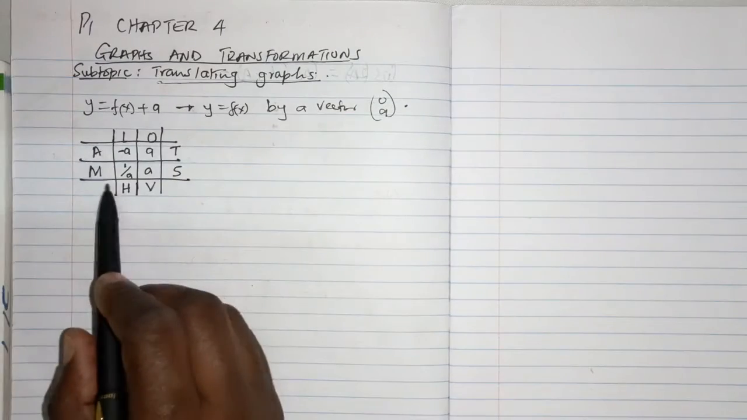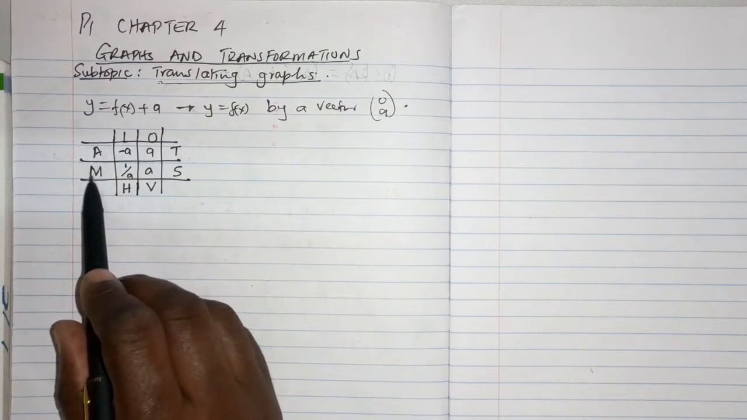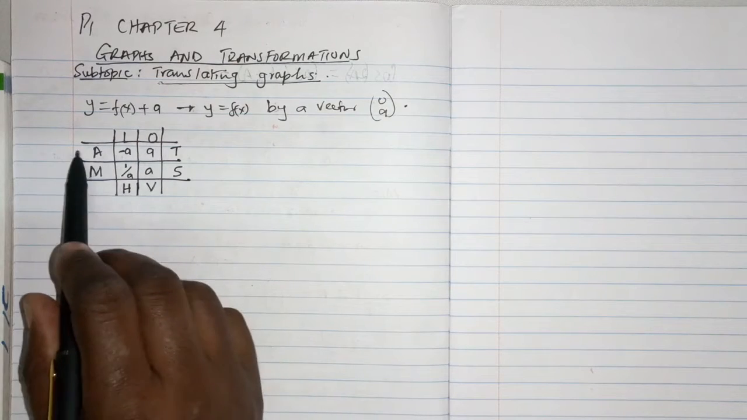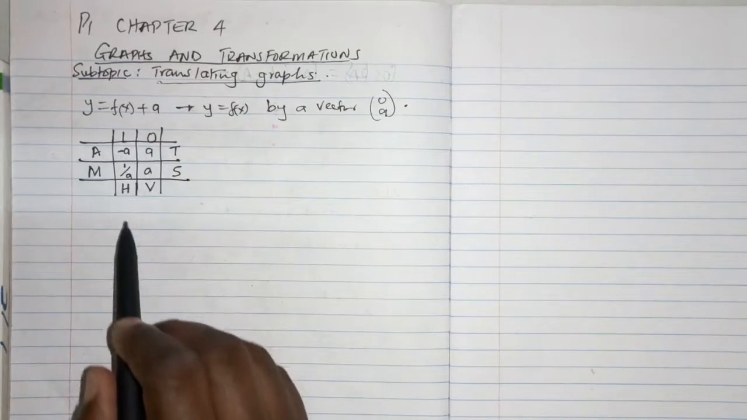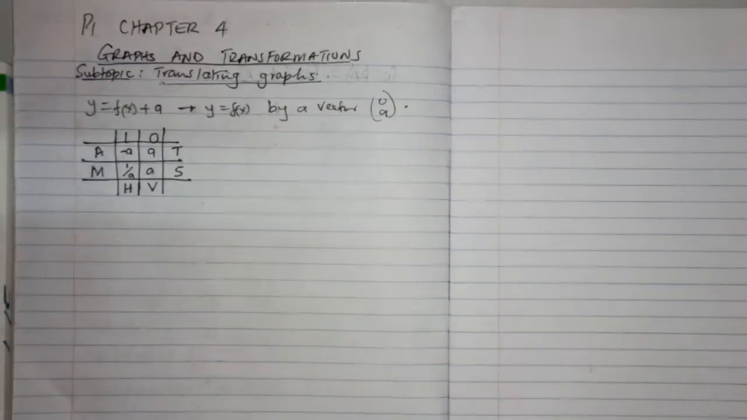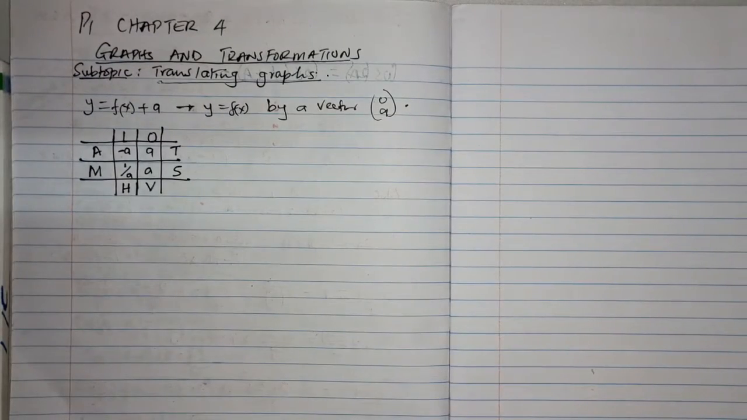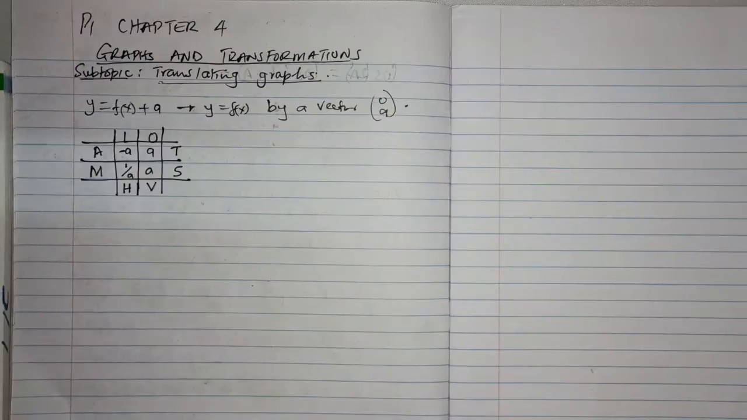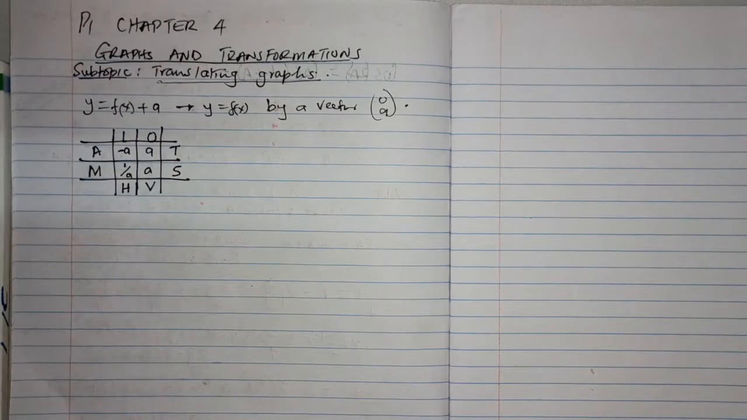But what does that mean? There is multiplication inside and there is addition inside, and in examples that will follow, we will continue to use this summary to see how graphs are translated.